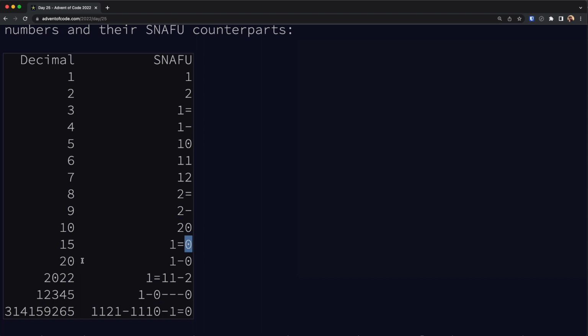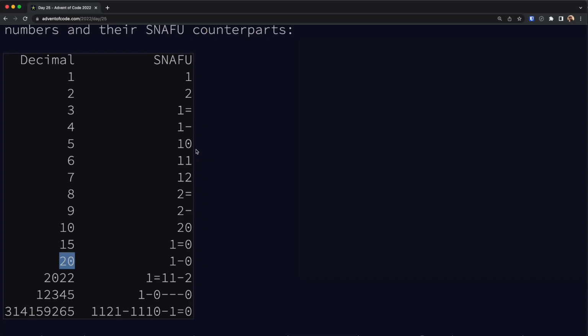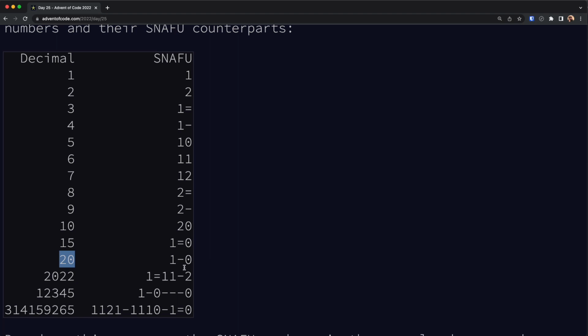Another example can be, for example, 20. So if I have 20, 20 divided by 5 is 4 with the remainder of 0, 0 is fine. Then 4 divided by 5 is 0 with the remainder of 4. 4 is not accepted here. We will subtract 5 from it and add 1 to the next one. So it will be 1 minus and 0. 1 minus and 0, right.